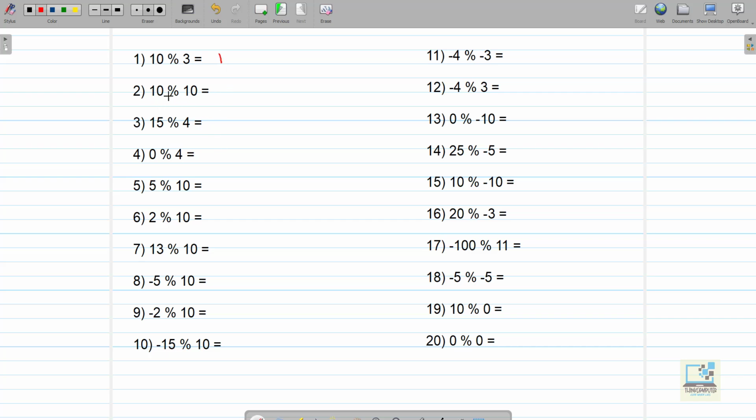Next example, 10 mod 10. It's completely divisible, so 10 1s are 10, quotient will be 1, and there is no remainder, so the remainder is 0. Next example, 15 mod 4. So 4 3s are 12, remainder is going to be 3. 0 mod 4. Now you will notice one thing different in the fourth example compared to the first three examples.